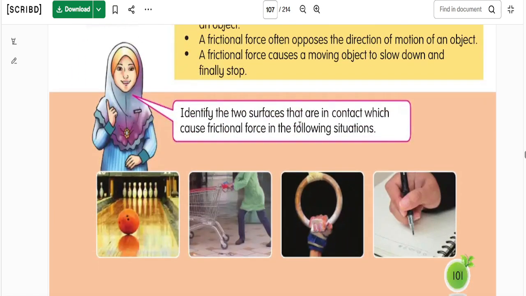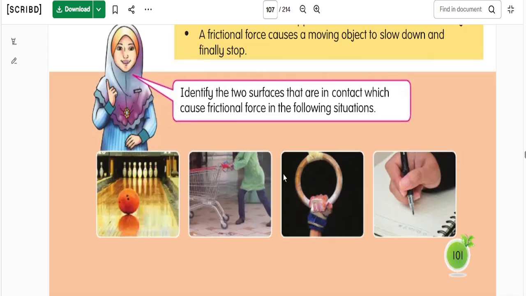Okay, so out of these, can you identify surfaces which are in contact? Here you can see this ball and this surface, this is in contact, right? Here this stroller and the ground is in contact. Here the hand and this hanger is in contact. Here notebook and pen tip is in contact, right? But the last one is not in contact.